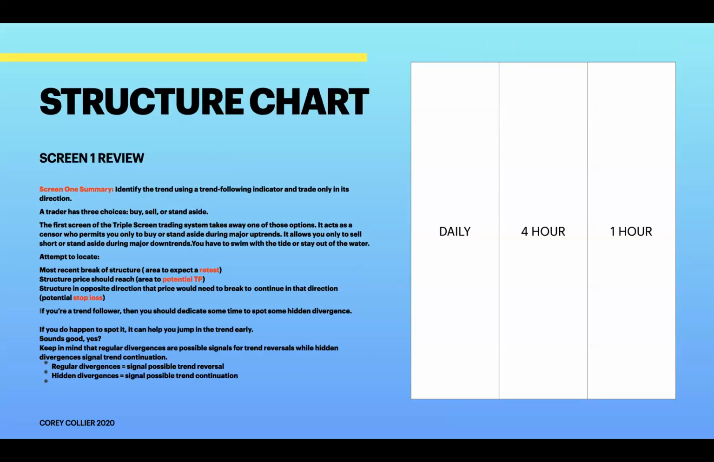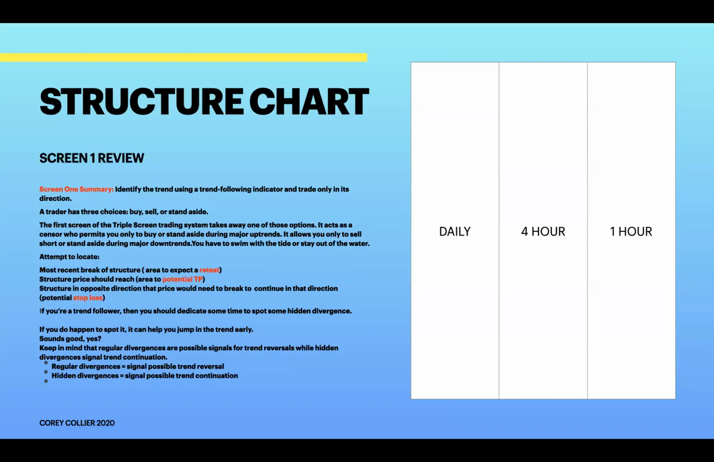So a screen one review real quick. Screen one, guys, is our structure and our trend chart or our momentum chart. This is where we find or understand what is going on for the higher time frame of the trade we're taking, basically.